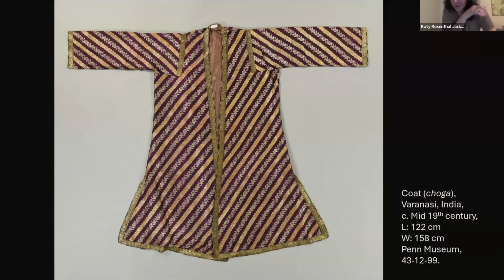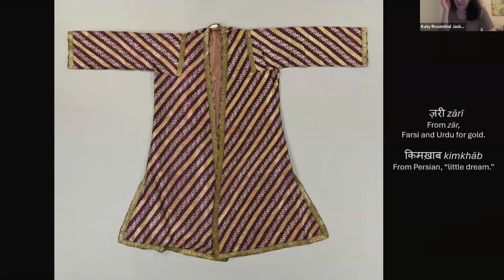especially this type that incorporates metallic thread or zari. And fabrics that predominantly feature zari, then the brocade is referred to as kimkab, which translates to little dream in Persian, which I think is pretty lovely. And weavers in Varanasi are predominantly Muslim.